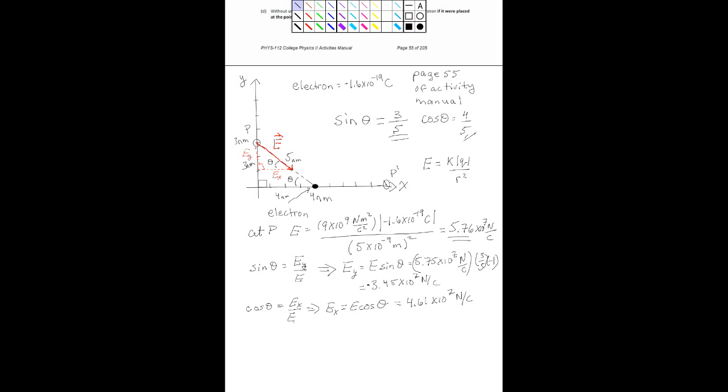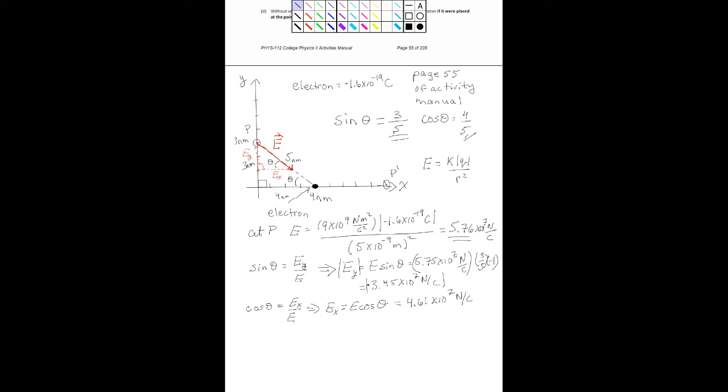You asked for the magnitude of the components, and remember the magnitude is always a positive number. So all you have to do is take the absolute value of the y component to make sure that it's positive. Okay, so that's part B.